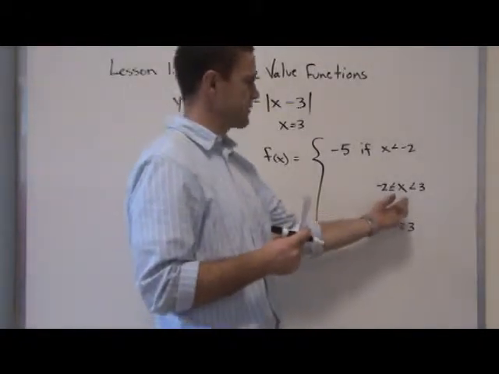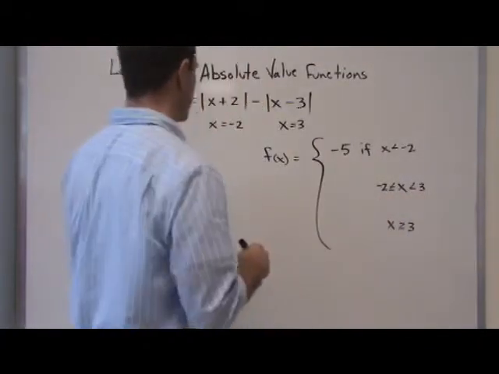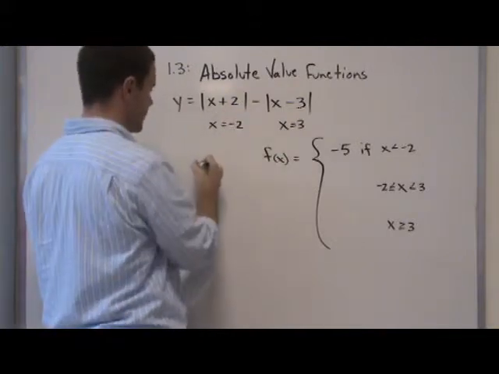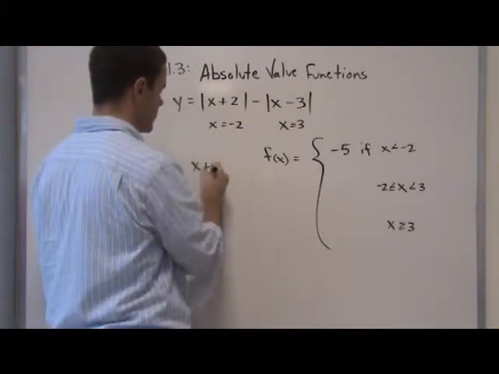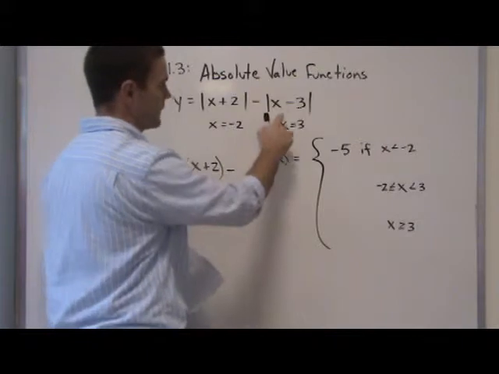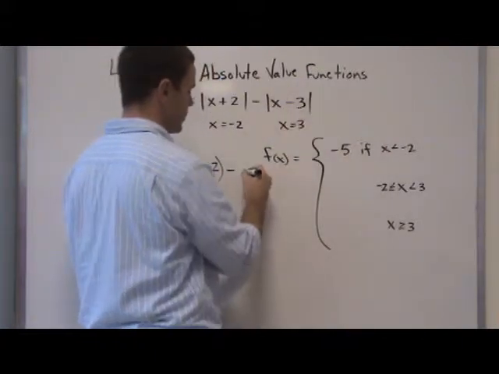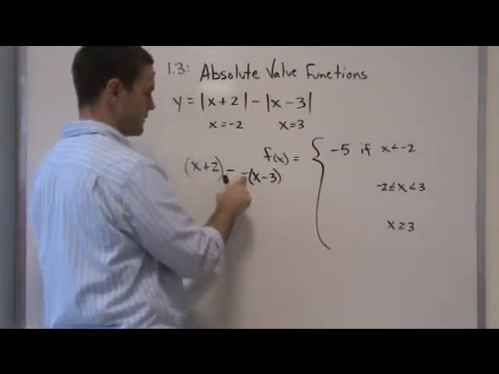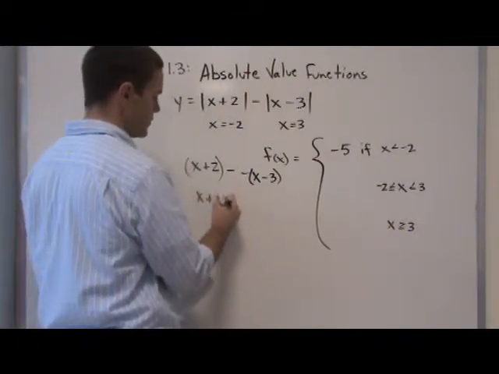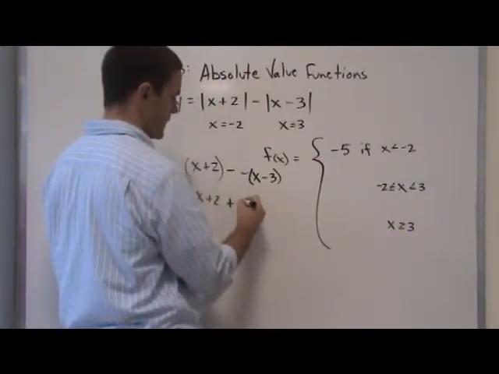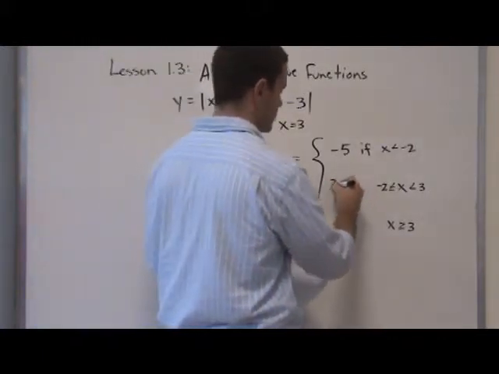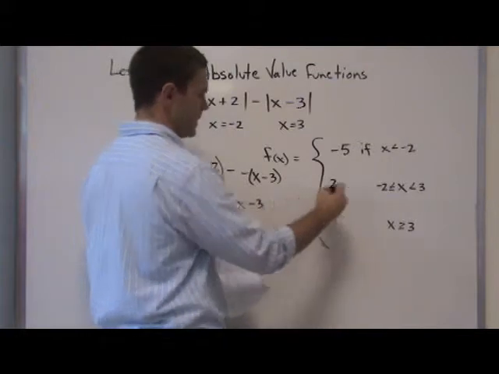Pick a number in between negative 2 and 3. How about 0? When this is 0, this comes out a positive 2, so it'll be positive. When this is 0, this is still going to be negative, so the whole thing will be negative. I'm writing just like that. Everyone is negative. So now I'm left with x plus 2, this becomes plus x minus 3. 2x minus 1.